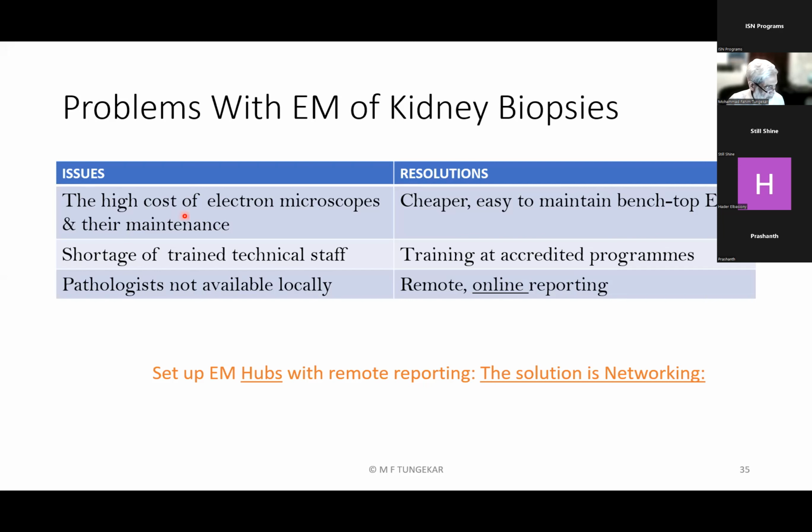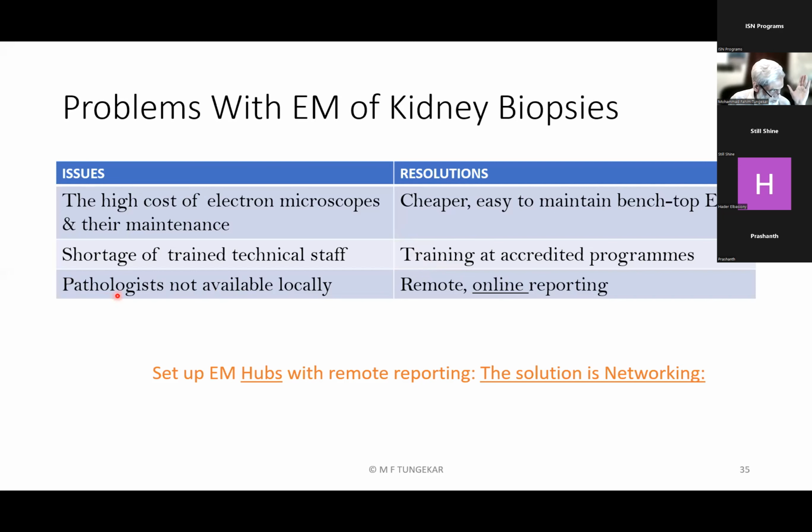Shortage of trained technical staff. This is a serious issue, and there are no shortcuts here. They must be trained well at proper accredited programs at a good center, because it is absolutely essential to have first-class images. Otherwise, you can have a misleading diagnosis if the EM images are not good enough. So there is no shortcut here. They should be trained well.